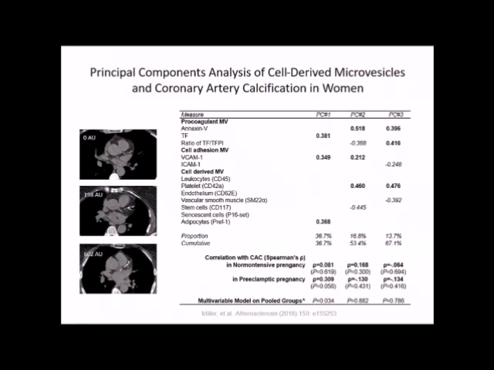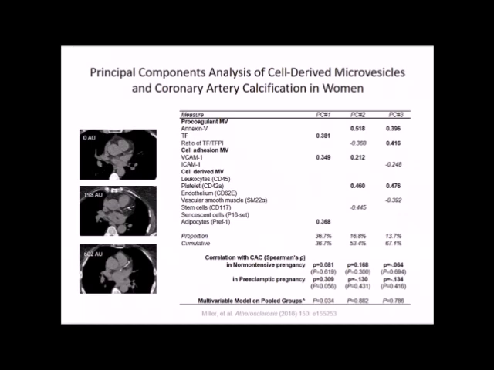So what did our principal components analysis find? These are the variables that we put in our analysis: factors related to coagulation, cell adhesion, and cell-specific, cell-derived microvesicles. And what we found is that in women that had a preeclamptic pregnancy, the contribution of procoagulant factors, cell adhesion molecules, and of all things, adipocyte-derived microvesicles correlated with the calcification in these women with a history of preeclampsia, but not with normotensive pregnancies.